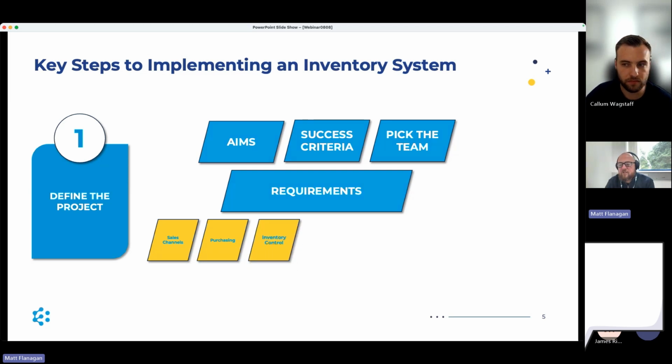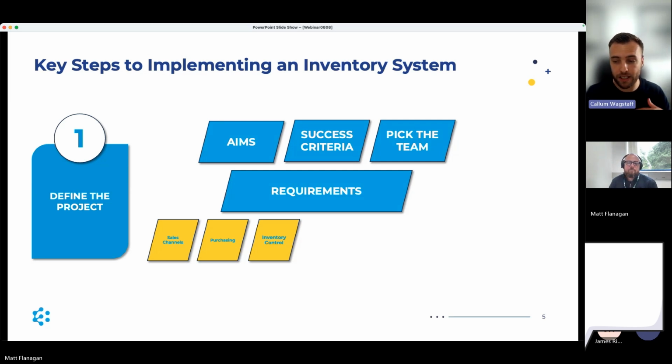Inventory control. Yeah, so again, do you have your own warehouse? Do you outsource your warehouse? Depending on the answer to that question, you're going to go different routes. If you don't have your own warehouse and it's outsourced, do we need an integration? What needs to be included in that integration? What sort of data needs to go back and forth? If we have our own warehouse, what are our processes? Do we need to manage goods in and goods out?